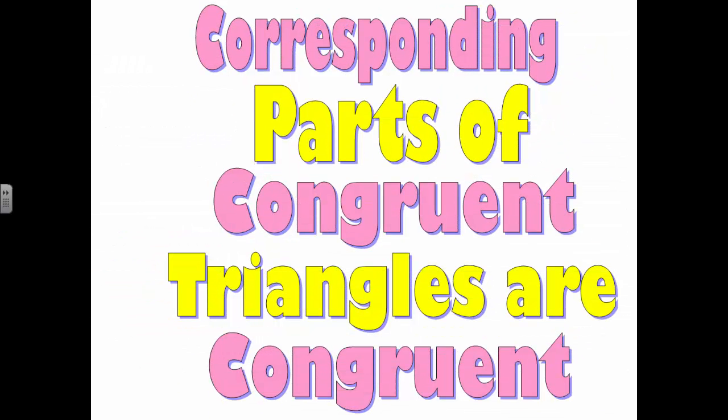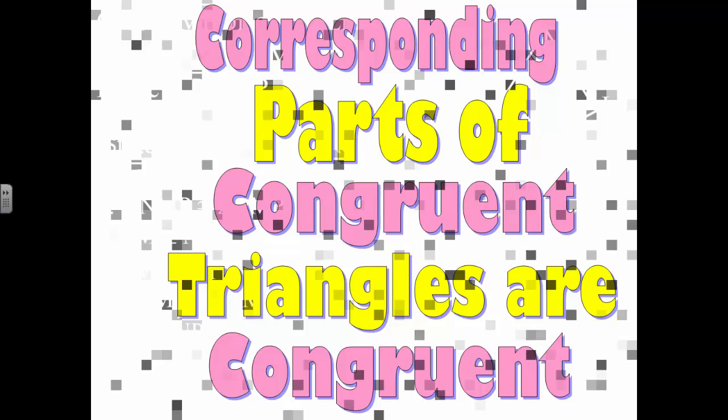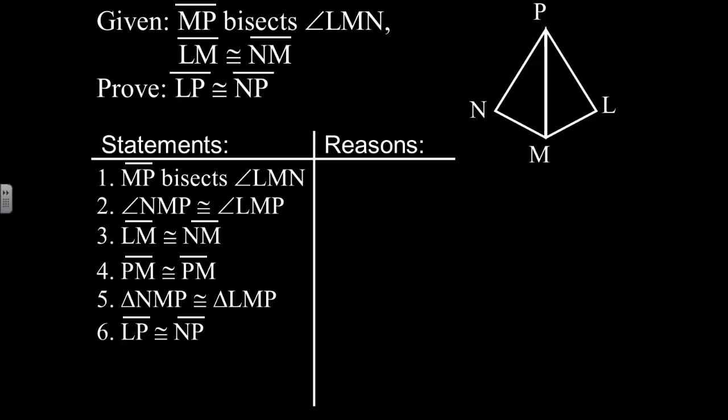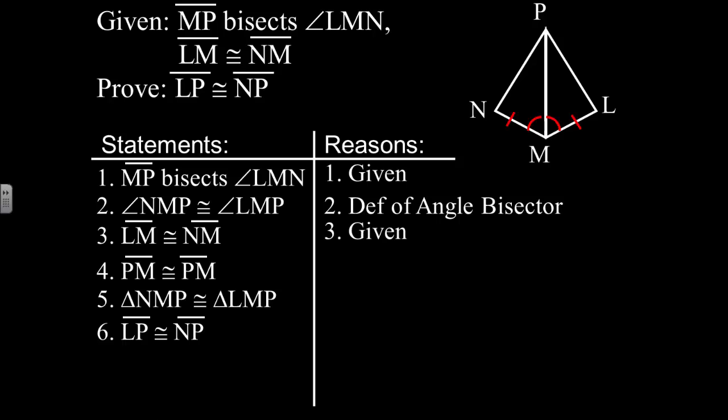CPCTC can be used in a proof if they want you to prove something beyond being 2 triangles that are congruent. In this example, they want us to go beyond proving 2 triangles congruent, to 2 other segments. So we start off with the givens. We mark them on our picture. Once you're out of givens, you've got to figure out from your evidence something else that you can conclude.